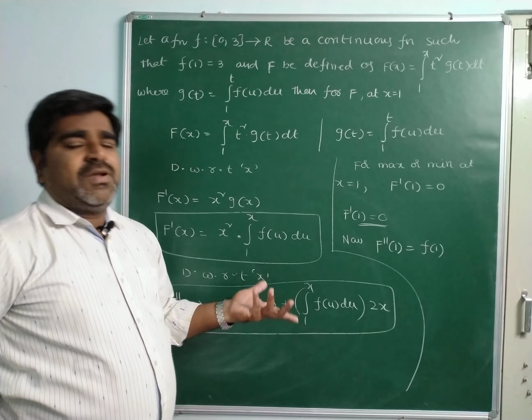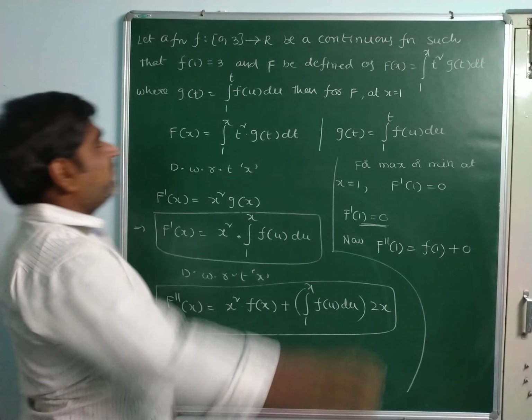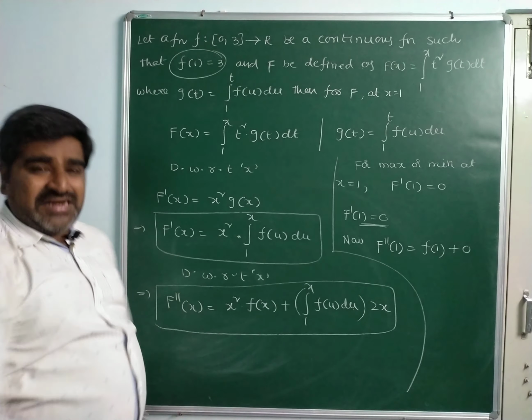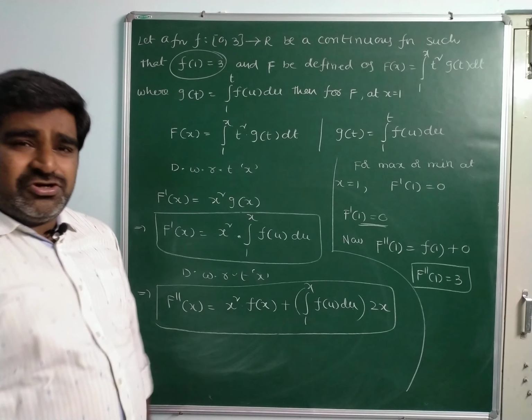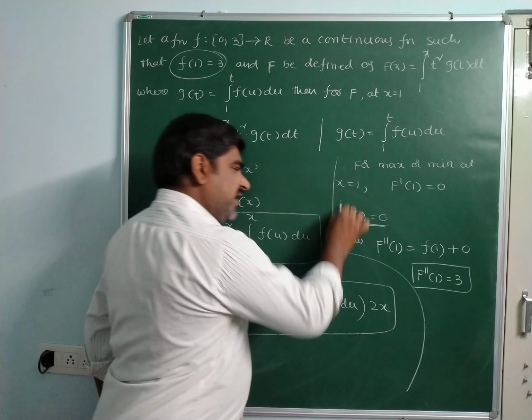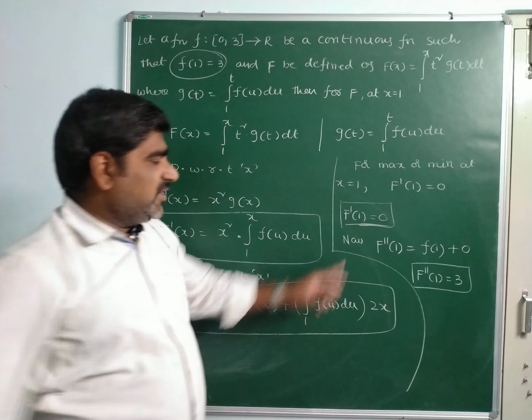So what is the value of f double dash of 1? That is equal to f of 1. He has given the value of f of 1 as 3. So f double dash of 1 is equal to 3. So f dash of 1 equals 0 and f double dash of 1 equals 3.